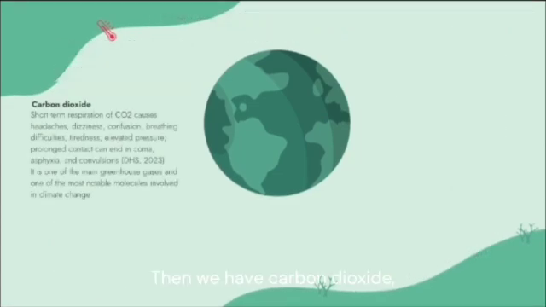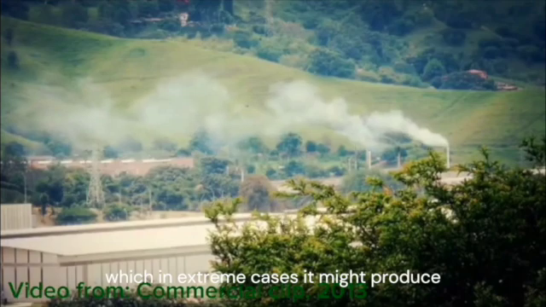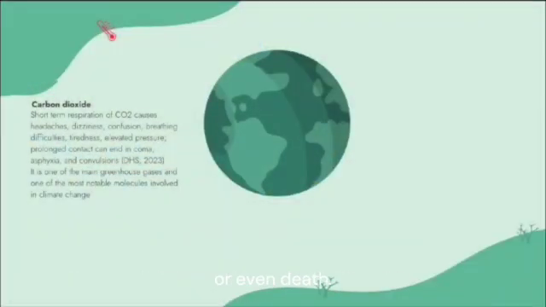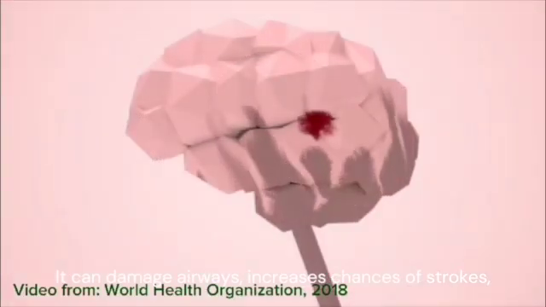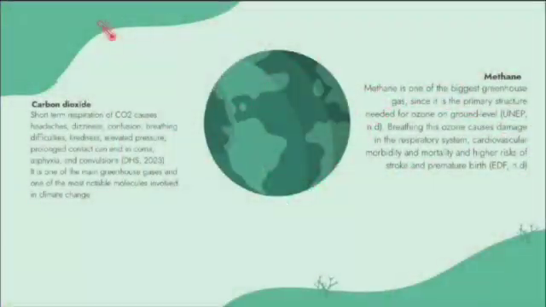Then we have carbon dioxide, which in extreme cases might produce coma, asphyxia, and convulsions or even death, and it's one of the main greenhouse gases and one of those responsible for global warming. Finally, we have methane, which is another greenhouse gas that produces ozone at ground level. It can damage airways, and increases chances of stroke, premature birth, and cardiovascular problems.